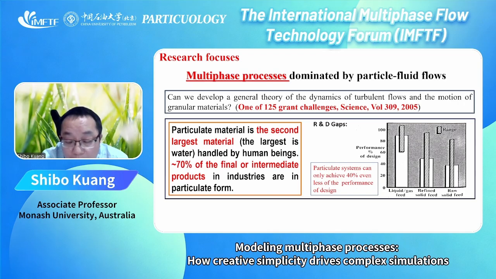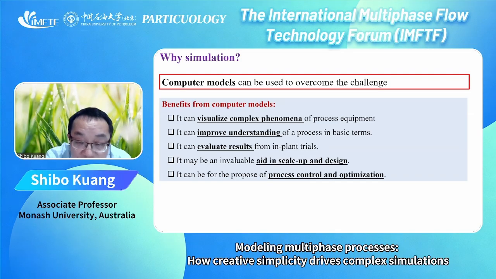For example, for particulate systems, we can only achieve 40% or even less of the designed performance. This number is much higher for liquid and gas systems, which can reach 90%. We believe computer models can be used to overcome these challenges. Using computer models, we can conduct simulations over a range of conditions, and the results can be used to visualize complex phenomena in reactors, which are usually a black box for multiphase processes. We can also use the results to generate insights and for design, scale-up, process control, and optimization. All this can be done cost effectively. That's the reason computer models have been increasingly used to study multiphase processes.